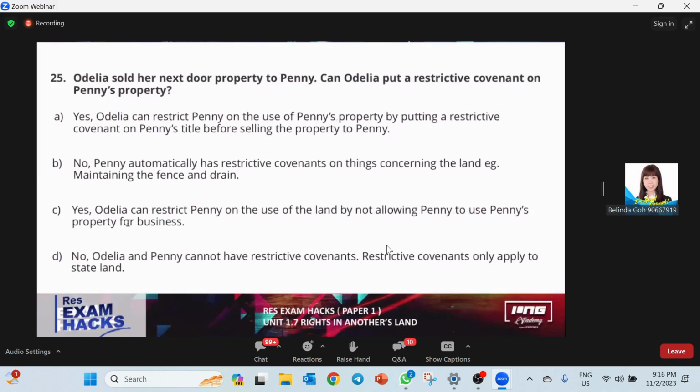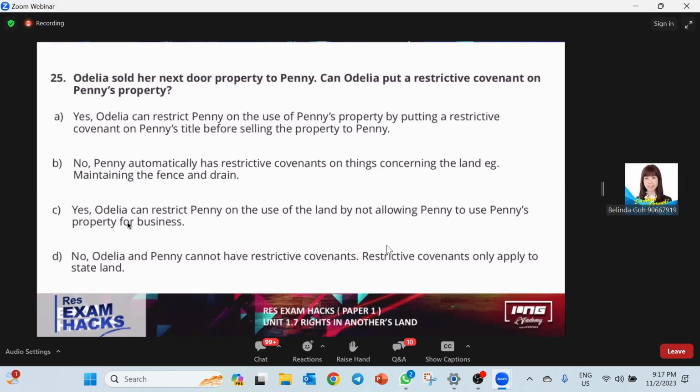Olivia sold her next door property to Penny. Can Olivia put a restrictive covenant on Penny's property? Can or cannot? Nobody answers. Or the computer hangs. Okay. Or you're thinking hard.